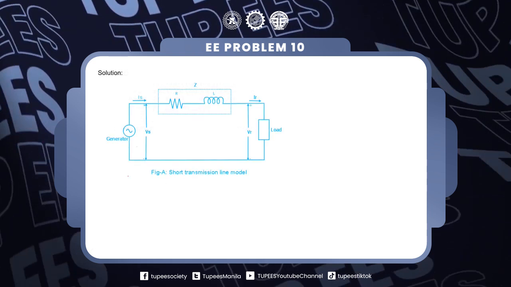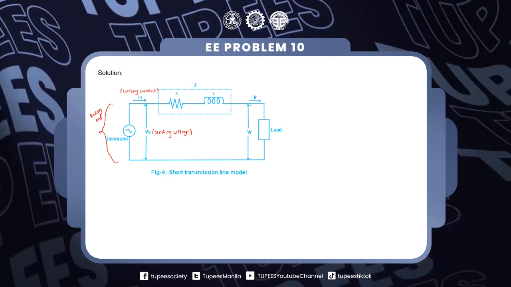This is the short transmission line model, or the equivalent circuit of a short transmission line. Kung mapansin nyo, it starts with the generator side. The voltage generated by the generator is Vs, the sending voltage, and the current from the generator is Is, the sending current. Kaya ang tawag sa side na to, sa generator side, is sending end.